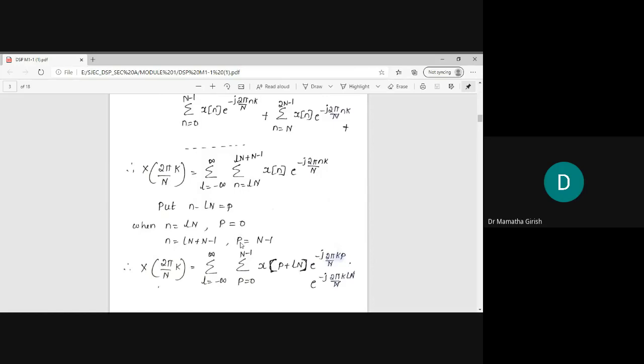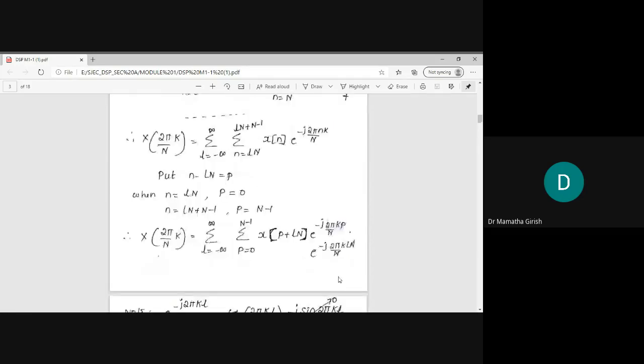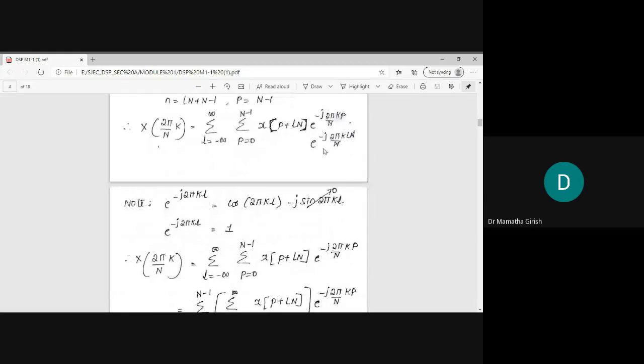Accordingly, using a simple mathematics concept, the new value of P turns out to be ranging from 0 to N minus 1. Along with it, the value of n is being replaced by p plus lN over here. Similarly, the value of n is being replaced as p plus lN over here. I've split the two exponential terms. Now, in the second exponential term, this term N gets cancelled.